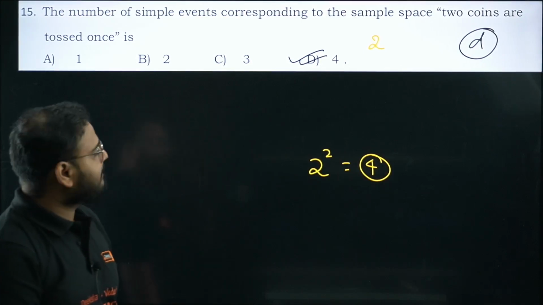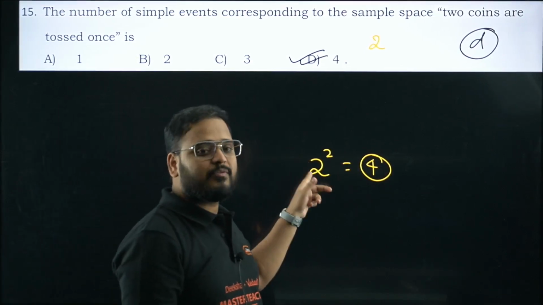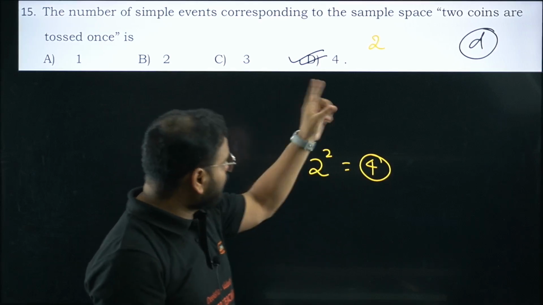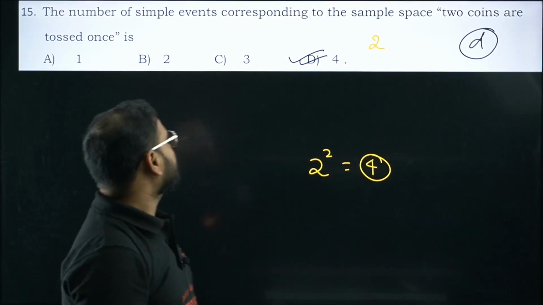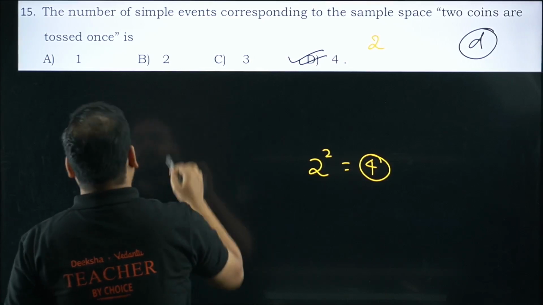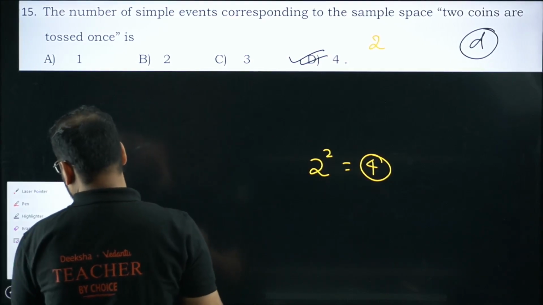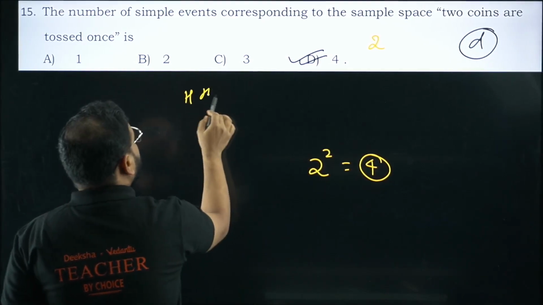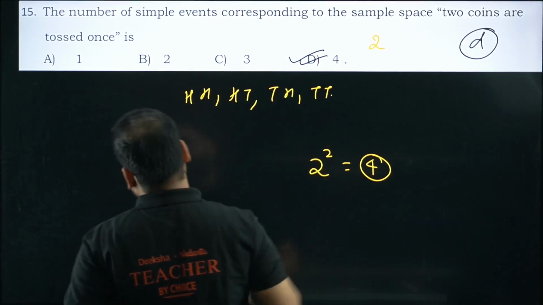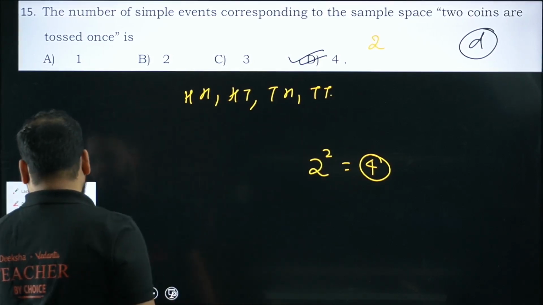Got it? Right? Number of outcomes in one event is 2. Number of events, bacha, 2. How come, sir? 2 coins are tossed. Okay. Chaliye. What is the option going to be? Basically, check here. If I write these options, it is H, H, H, T, T, H, and T, T. All right. This is clear.